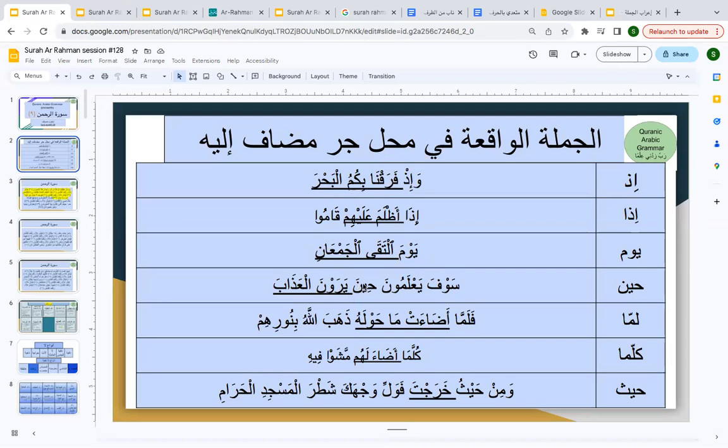But whenever it is idha or lamma, haythu, there is a problem. But now that you have recognized them as an ism that denotes time or place, keep it that way. The status of your zarf that is coming up as a zarf, that is coming up as a detail of time and place, should be nasb. If you all have understood this, kindly type 1.